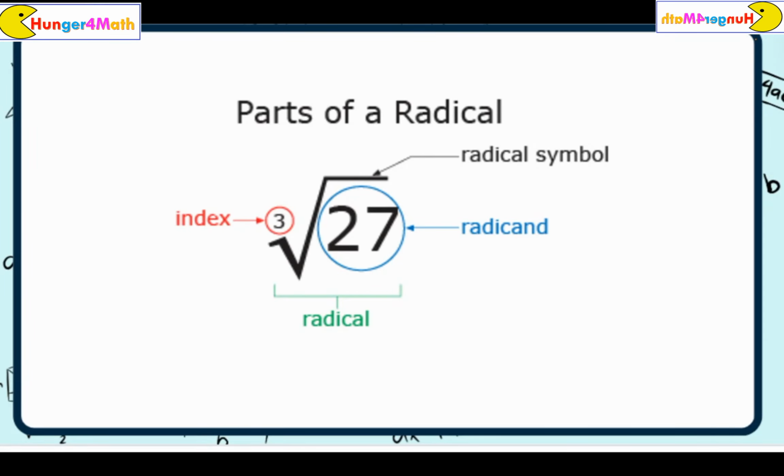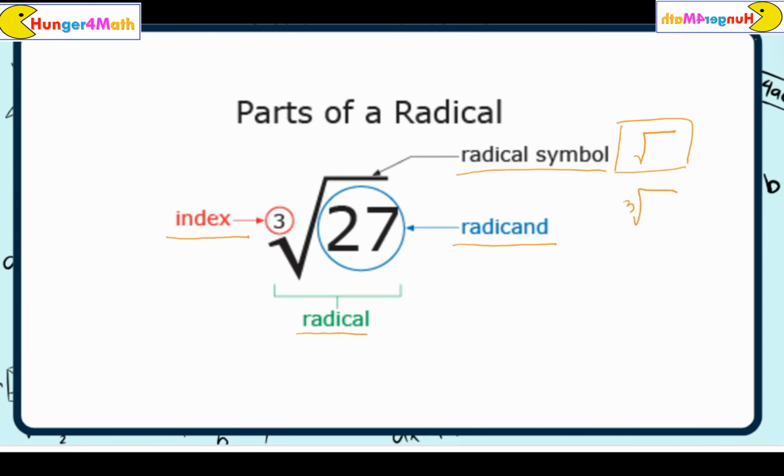Let's begin with the parts of a radical. The whole thing here is called the radical. We also have the radical symbol. The number inside the radical is called the radicand, and the number that indicates the root here is called the index. If it is a square root, we just use the radical symbol, but starting with the cube root all the way up, we have to write the index.